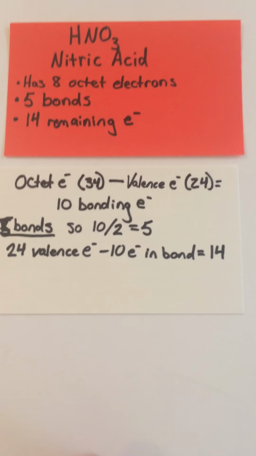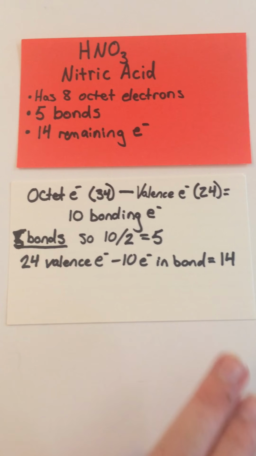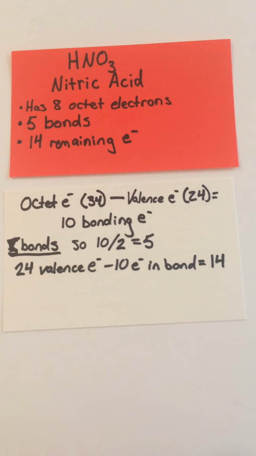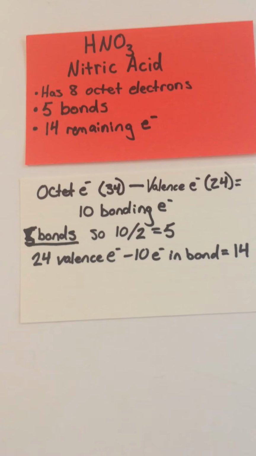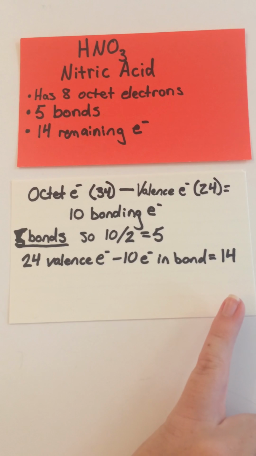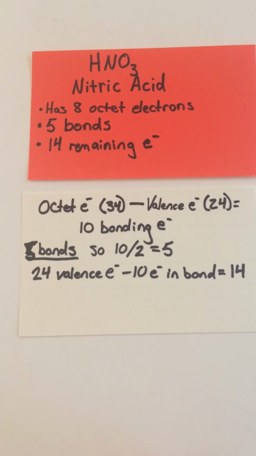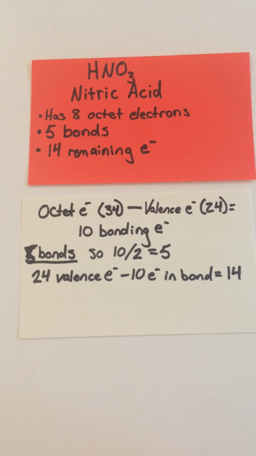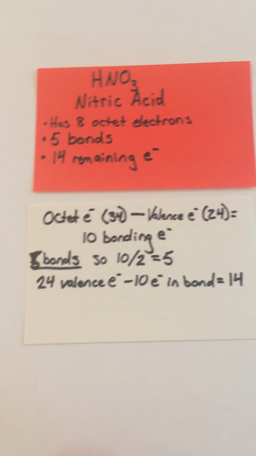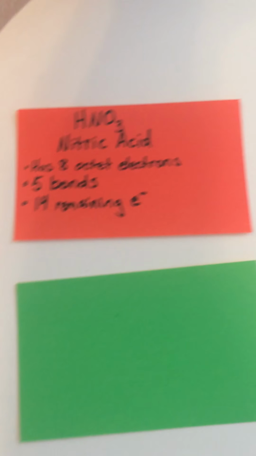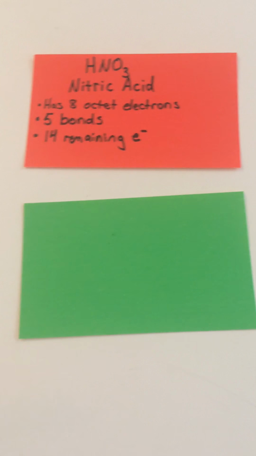From there, you take the valence electrons minus the electrons that are in the bonds, and that gives you 14, which is the number of leftover electrons remaining. With that information, we're able to make a Lewis structure. Give me just a moment, and we will make that structure.